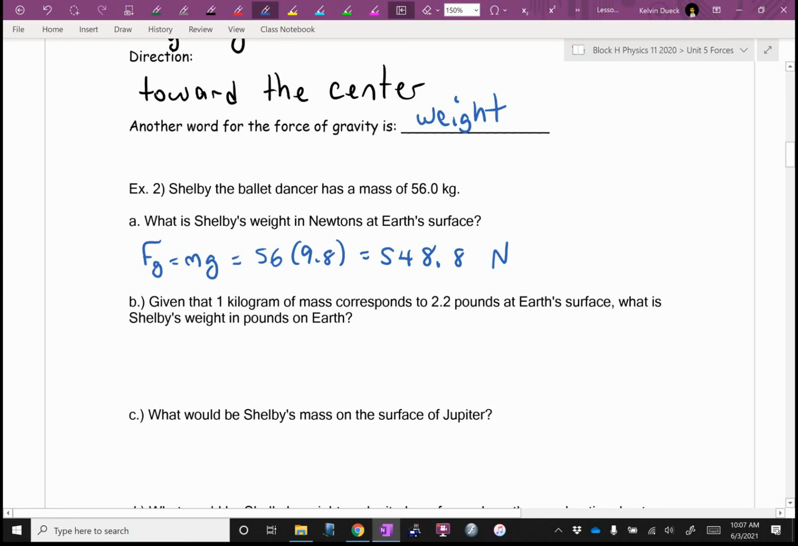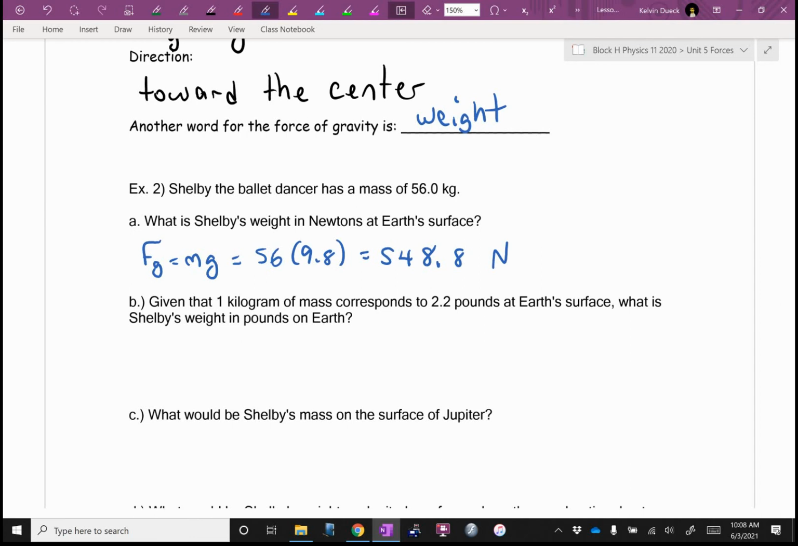You can say weight in pounds. If you say weight in kilograms, I'll give you the stink eye, because kilograms is not weight, it's mass. Pounds is weight. How would I convert 56 kilograms to pounds? Am I going to times by 2.2?